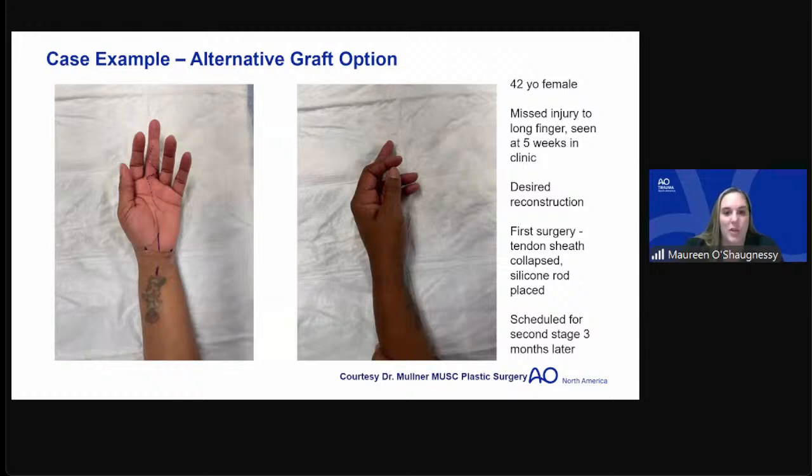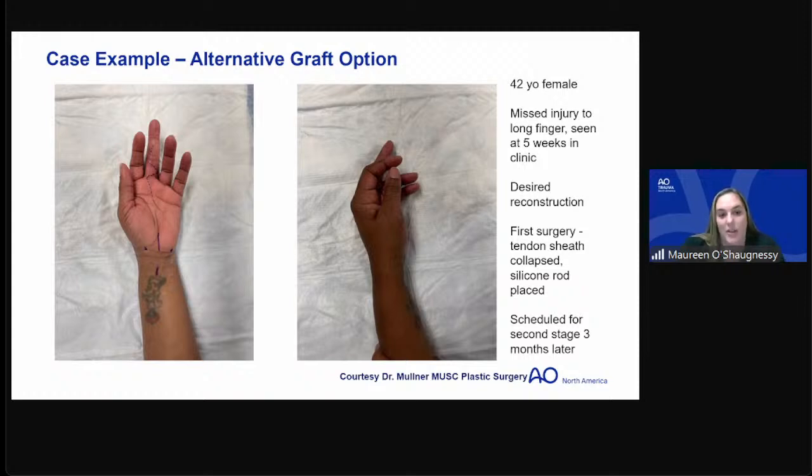So this was a female who actually had a missed injury rather than a ruptured repair. She came in at about 5 weeks to clinic and wished to have reconstruction. At her first surgery, she did have a collapsed sheath, so they placed a silicone rod, and she is scheduled for the second stage surgery, which is what the photos are here for her coming back for her second stage.